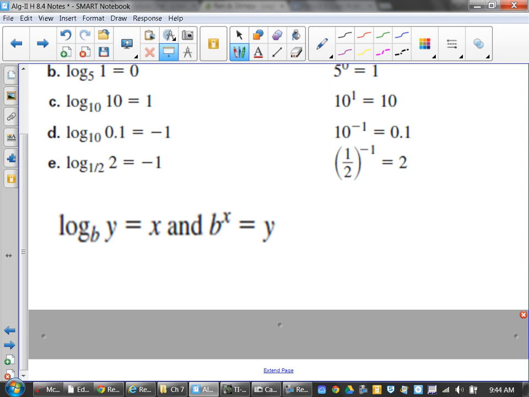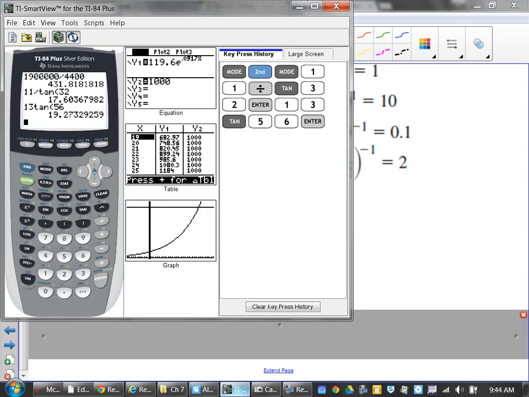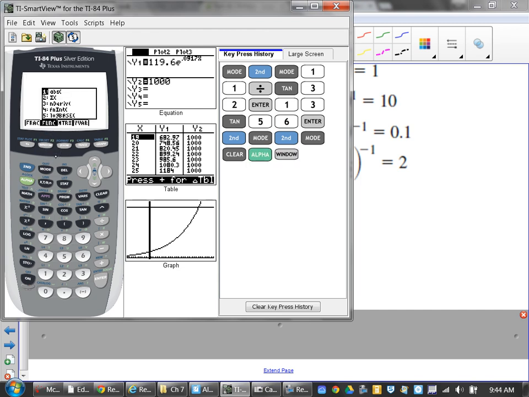How are you doing it on your calculator? I'll show you. If you guys go to your calculator real quick, I believe it is alpha window, and there's a button on there, number 5, it says log base, and you can fill in the blanks.